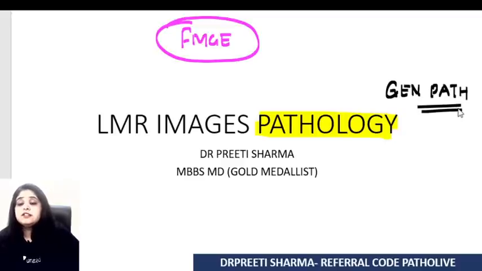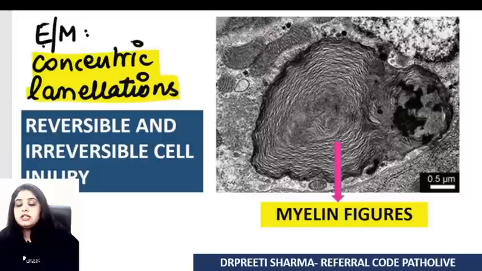Let's begin. So the first chapter, which all of you know, is cell injury, and the first image that you get in the paper is this black and white picture. Now remember, whenever you'll get a black and white picture in the exam, what are you dealing with? You're dealing with electron microscopy.